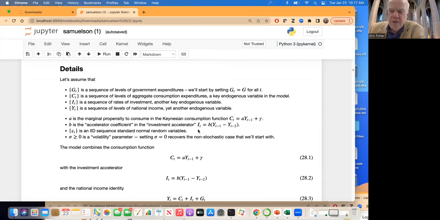Then investment depends on momentum. Let's look at a quarter ago minus 2 quarters ago. So Y_{t-1} minus Y_{t-2}. If that's positive, businesses invest a lot because B is a positive number. If that's negative, the economy is contracting, so investment is negative. Finally, there's a sequence of random variables, and there's a volatility parameter. So is anybody asking me a question?